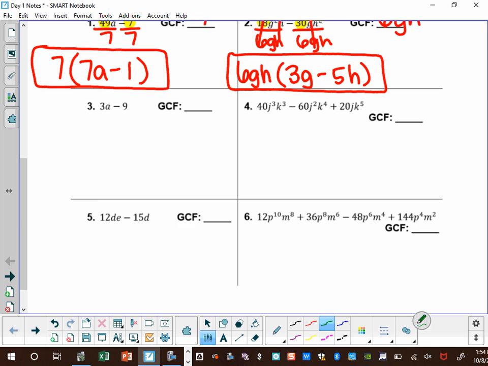What's my GCF for number 3? Just 3. There's no letters, there's nothing else with it. Okay, so I want you guys to now divide. Don't forget your GCF always goes on the outside. 3A divided by 3, I'm left with just A. And then negative 9 divided by 3 is what? Negative 3, right? Don't forget that sign.